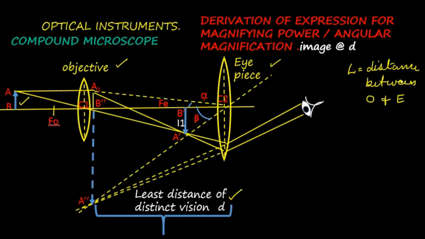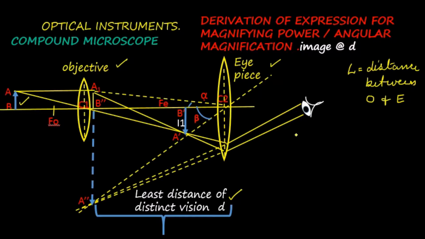L is the distance between O, the objective, and E, the eyepiece. There are screws provided by adjusting which the image can be made to fall either in the focal plane, that is between the focus and the optical center of the eyepiece, or at the focus. Here we are discussing where the image is formed in the focal plane, that is between the focus and optical center of the eyepiece. There are two convex lenses participating in this.